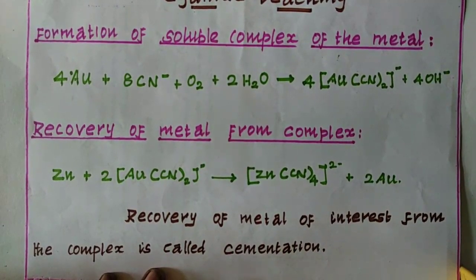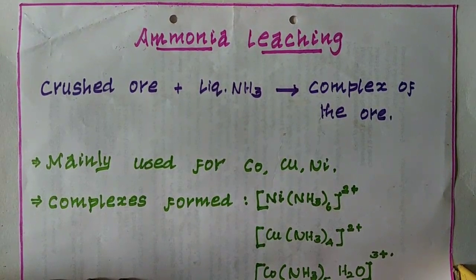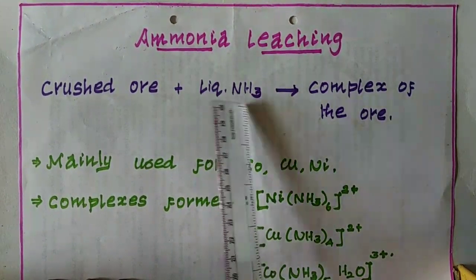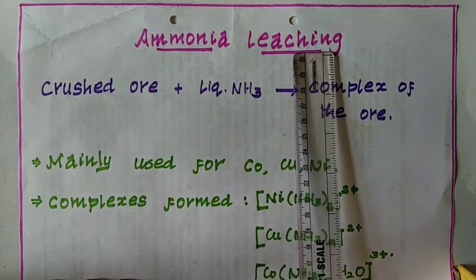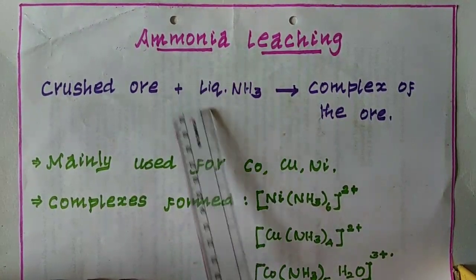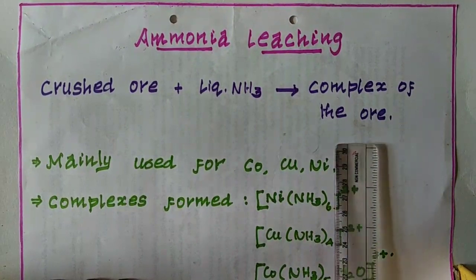Now we can see ammonia leaching. Dear students, all the leaching processes are the same. Whether it is acid, alkali, ammonia or cyanide, everything is the same. Only there is a difference in the usage of the solvent. If we use liquid ammonia as a solvent, then the process is called ammonia leaching. The crushed ore is allowed to react with the liquid ammonia. At that time, the complex of the metal is obtained.